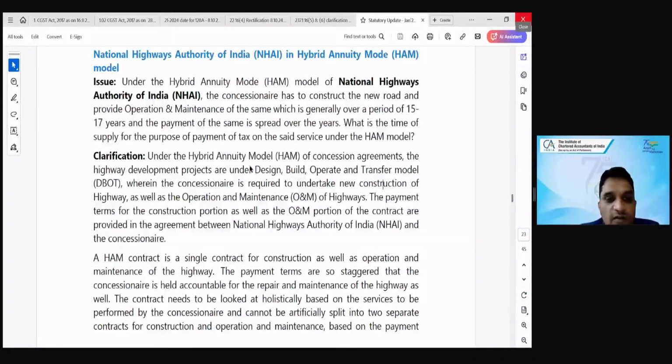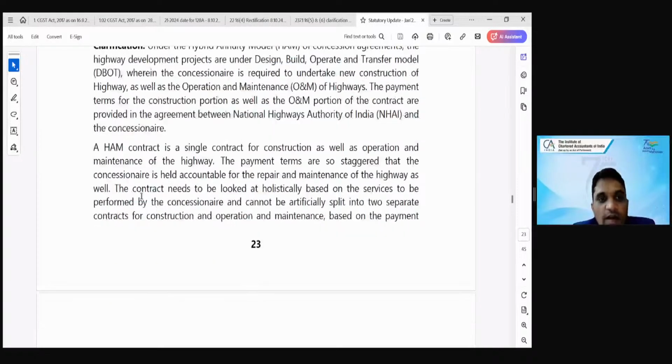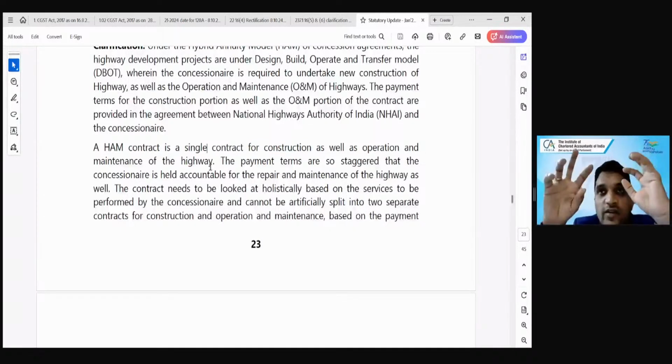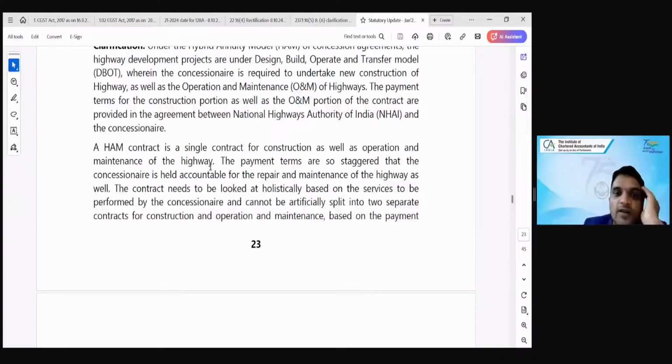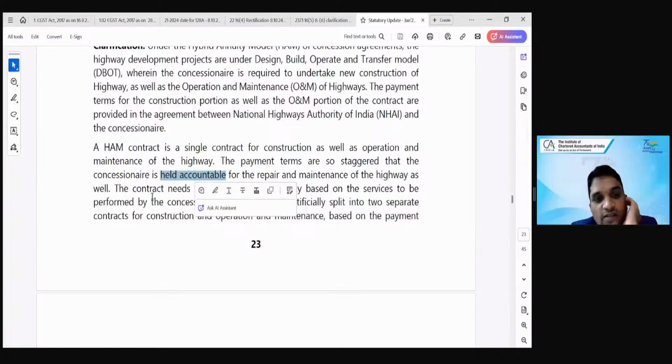Now, the payment terms for the construction portion as well as the operations and management portion of the contract are provided in the agreement itself, saying that we will make the payment spread over the duration of the contract. A HAM contract is a single contract for construction as well as for operation and maintenance. So it is a consolidated contract where you do the construction and also the operation and maintenance. The payment terms are so staggered that the concessioner is held accountable for the repairs and maintenance of the highway as well.